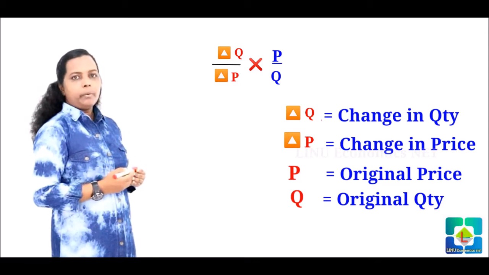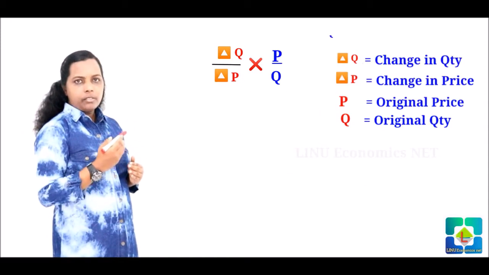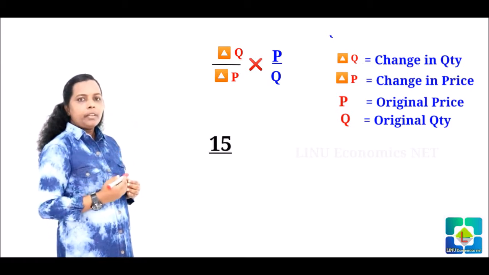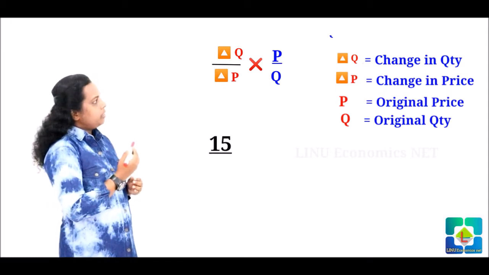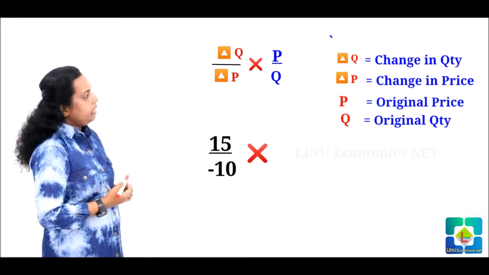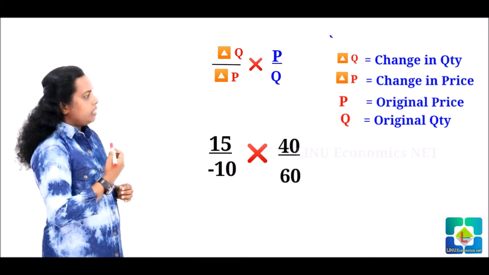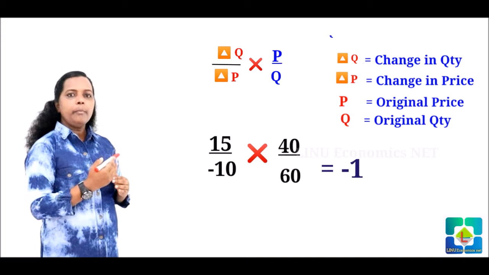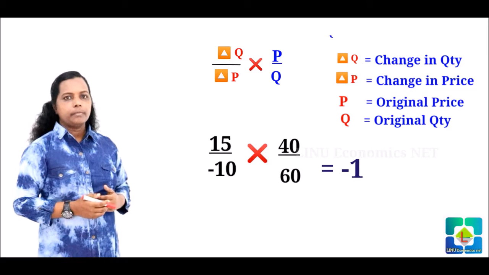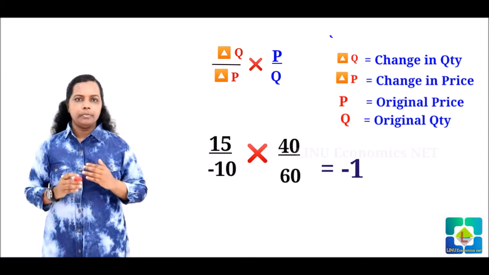In our example, delta Q, the change in the quantity, is 75 minus 60, that is 15. Delta P, the change in the price, is 30 minus 40, that is minus 10. And P, the initial price, is 40 and the initial quantity Q is 60. We got the same answer, minus 1, that is the price elasticity of demand. So, you can use these two methods to calculate price elasticity of demand.